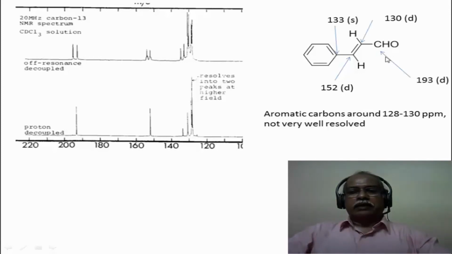Then you have the alpha hydrogen and the beta hydrogen. Between alpha hydrogen and beta hydrogen, the beta hydrogen will come at a higher delta value. In other words, the peak around 152 corresponds to a doublet in the off-resonance spectrum, which corresponds to the beta hydrogen. The alpha hydrogen comes around 130, which is again a doublet in this particular case. It is sort of merged with the aromatic signal, and this singlet, which is around 133 for example, is essentially because of the ipso carbon. All the other aromatic carbons are essentially merged on top of each other. So between 128 and 130 is not a very well resolved spectrum to make assignments to the aromatic carbons of various types in this particular molecule.